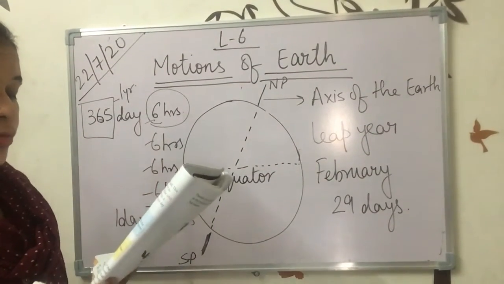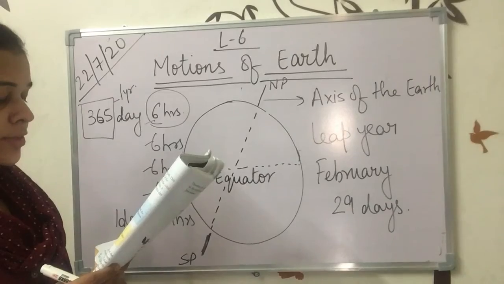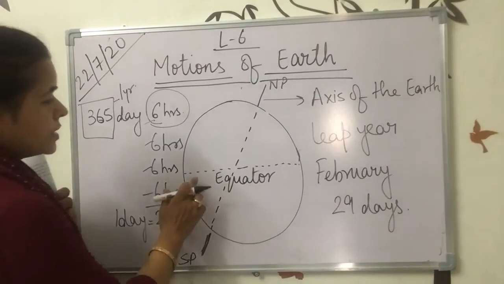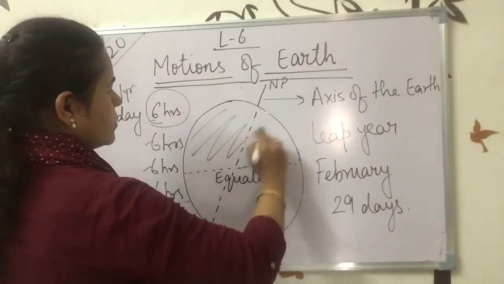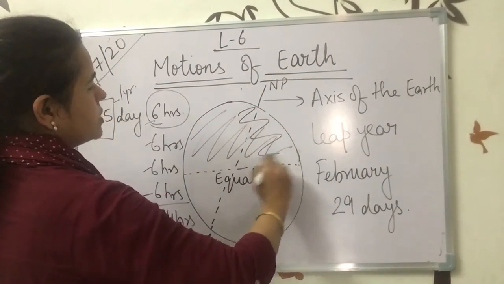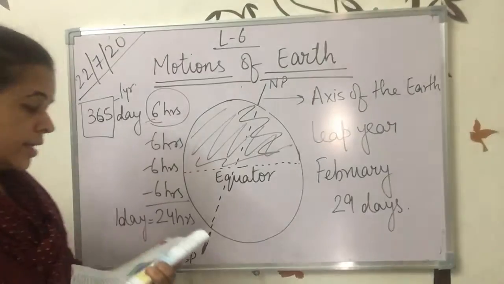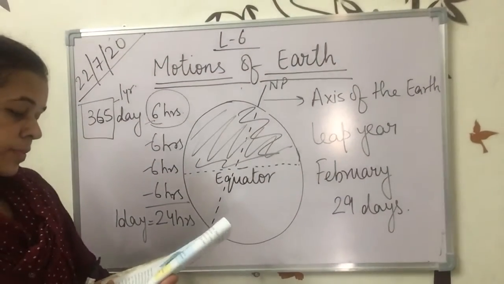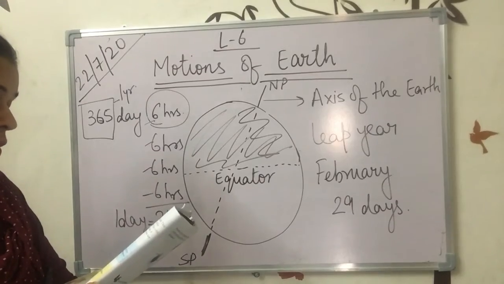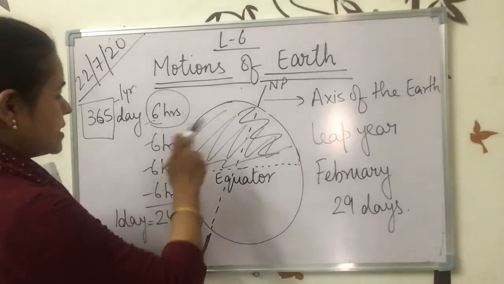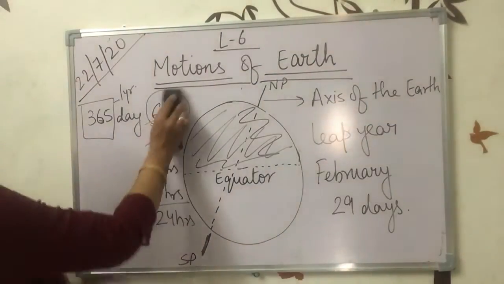The top half of the earth that lies between the equator and the north pole. Now this is the equator, this is the top half. We are talking about this. So the top half of the earth that lies between the equator and the north pole is called the northern hemisphere.